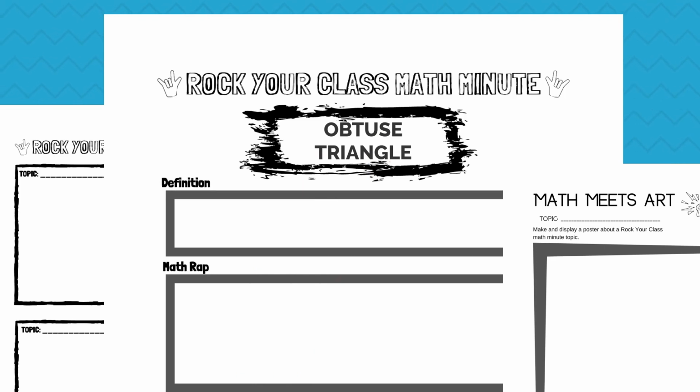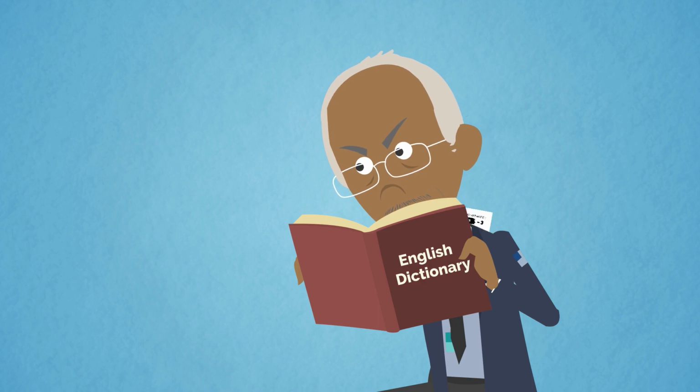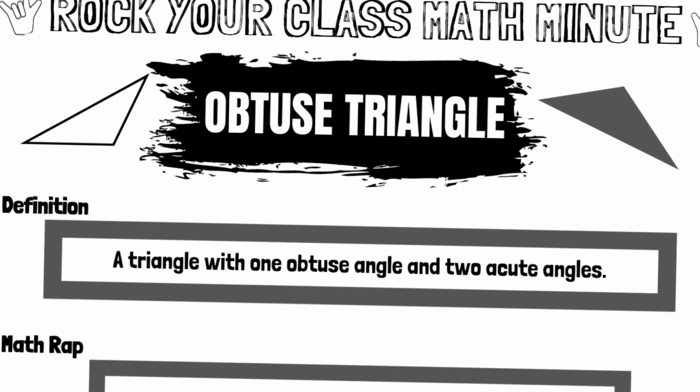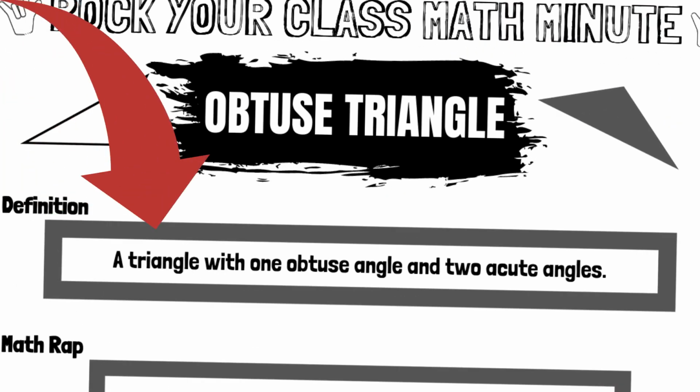Obtuse triangle. What does the dictionary say? A triangle with one obtuse angle and two acute angles.